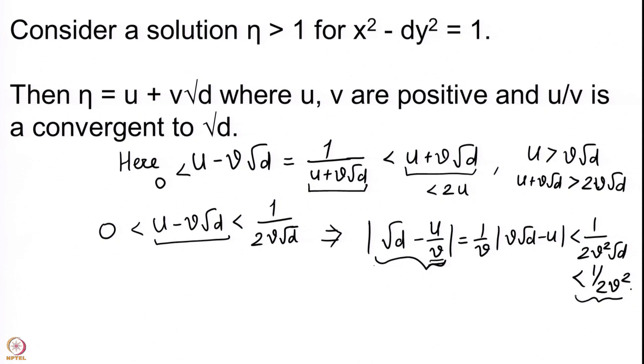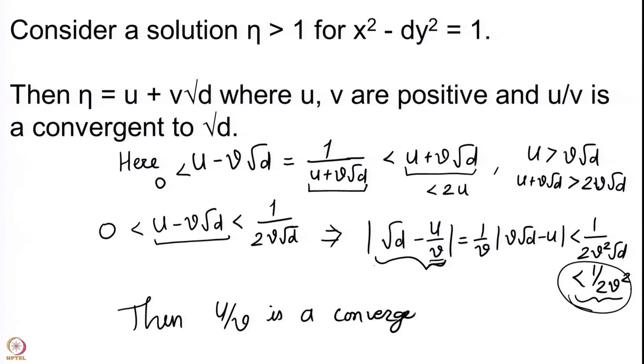So, here we see that this u upon v is trying to approximate root d in a way better than the convergents, and therefore u by v is a convergent to root d. So, this is a nice situation because we wanted to find a non-trivial solution to x square minus y square d equal to 1, and any such non-trivial solution bigger than 1 has to be a convergent to root d. We are happy with solutions bigger than 1 because all other solutions can be obtained by taking the inverses of these solutions in Q root d and putting a plus minus sign.